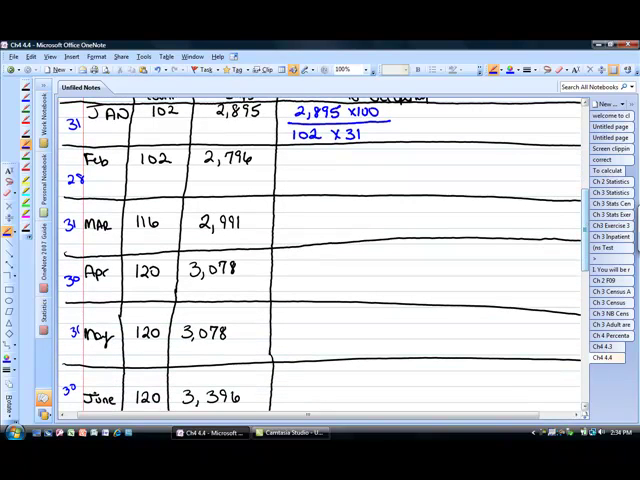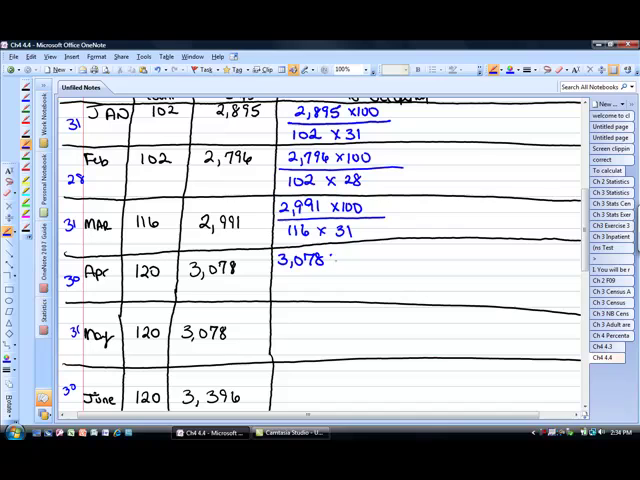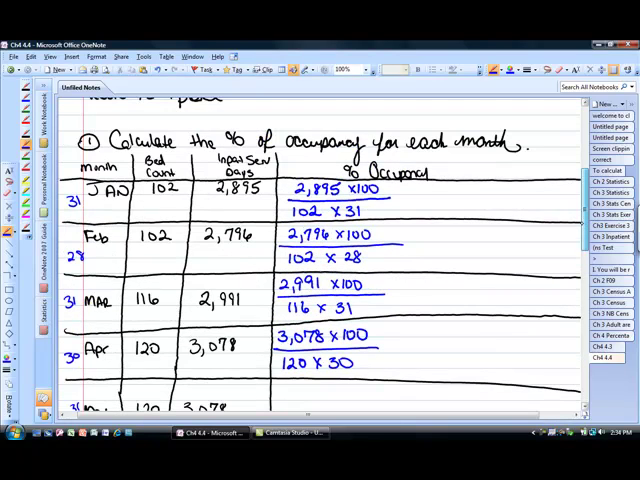Our inpatient service days, 2,796 times 100 over 102 times 28. 2,991 times 100 over 116 times 31. 3,078 times 100 over 120 times 30. Okay, let's work some of these.